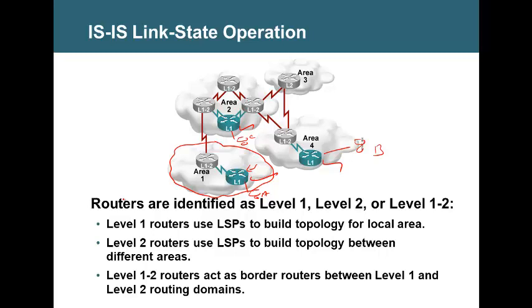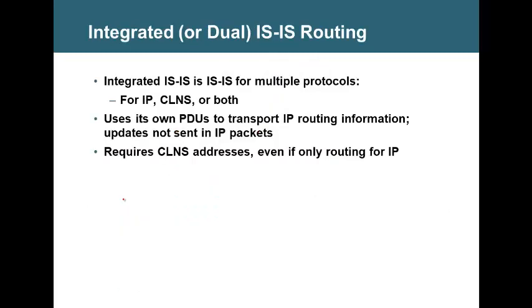Integrated IS-IS routing. Meaning, why it is called integrated, because it is supporting both IP as well as CLNS. In your Cisco router, if you want CLNS addressing support, no need to do any extra configuration. It works. Both. That is why it is integrated.